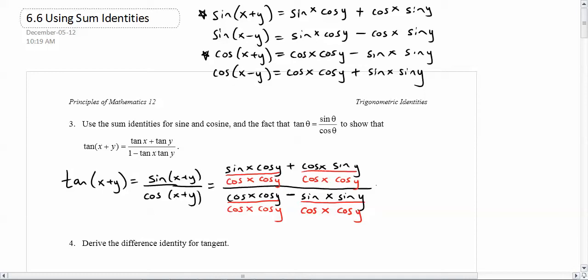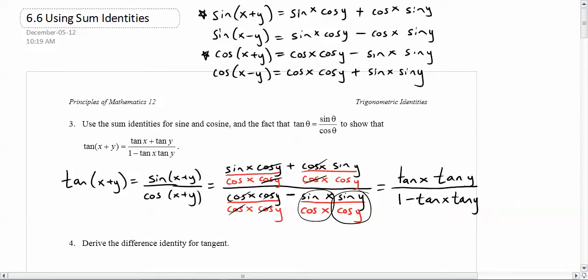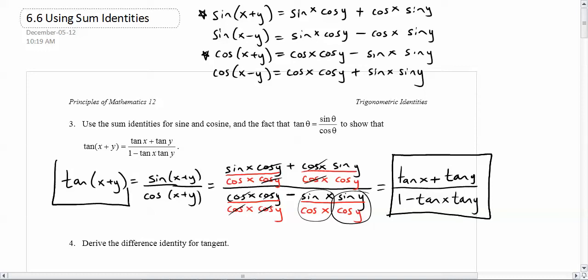I can see this popping out beautifully. So everything cancels here, leaving the number 1. Here I have sine x over cos x, which is tan x, and sine y over cos y, which is tan y. The denominator is perfect. On the left-hand side, the cosines cancel, leaving me with tan x. And on the right-hand side, the cosines cancel, leaving me with tan y. Oops, and the plus in the middle. So there is my formula for a tangent of an addition of angles.